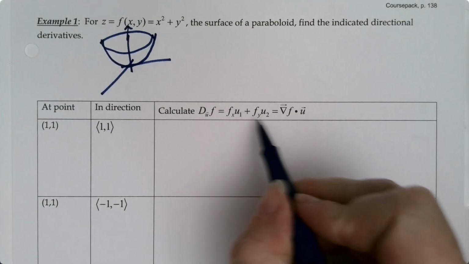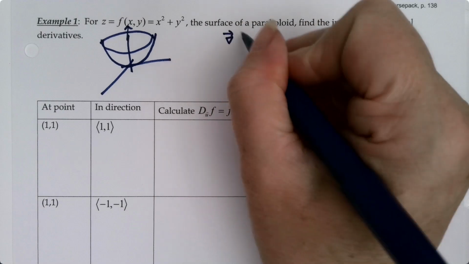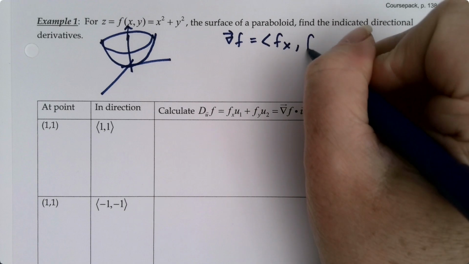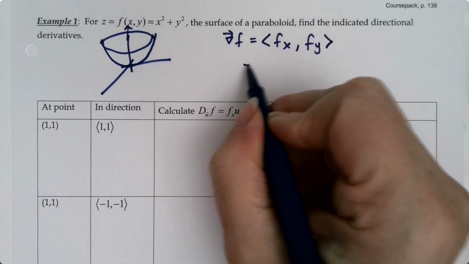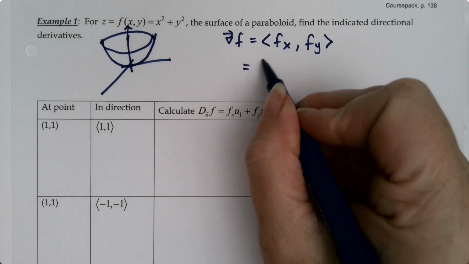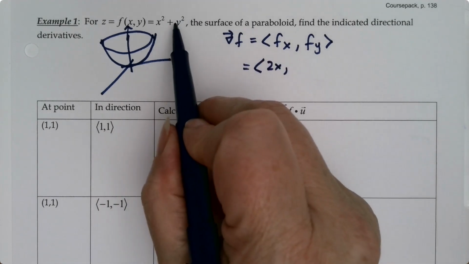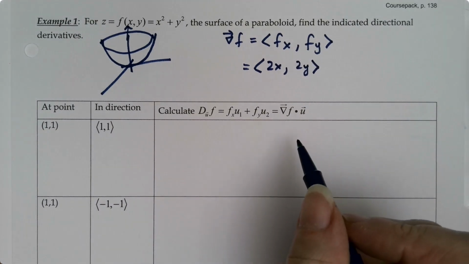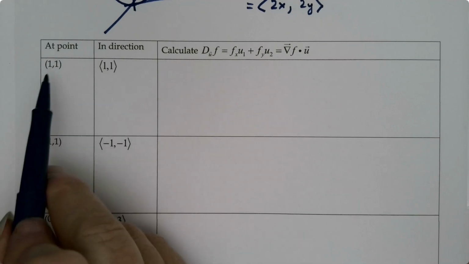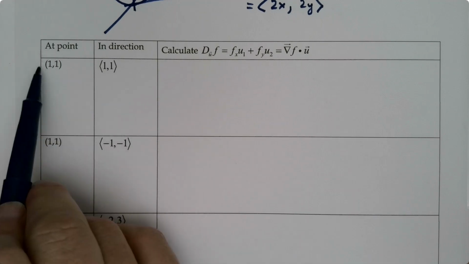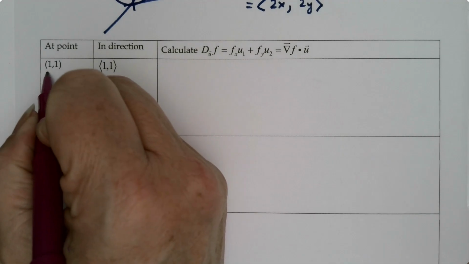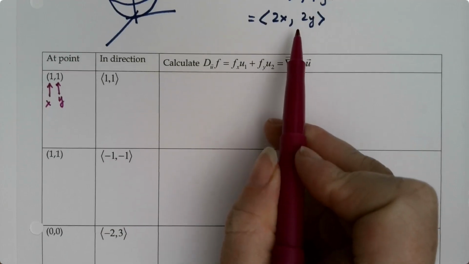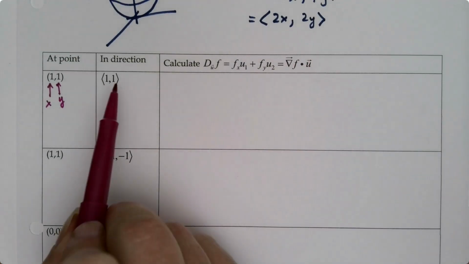Now, before I go into any of this, I'm going to find the gradient of f just because it'll be easier for me down below. So the derivative of f with respect to x would be 2x, and the derivative of f with respect to y would be 2y. So we'll keep that in mind as we move down. Okay, so our first spot will be at (1, 1). So keep in mind, this is an x value, and that's a y value that we're going to substitute into our gradient. Now here's our direction.